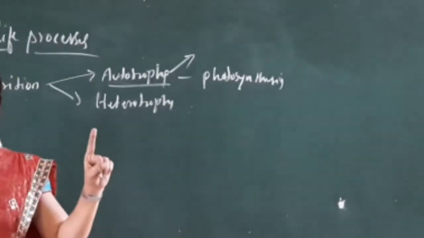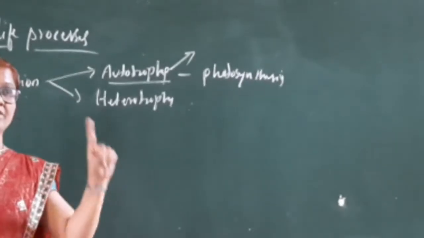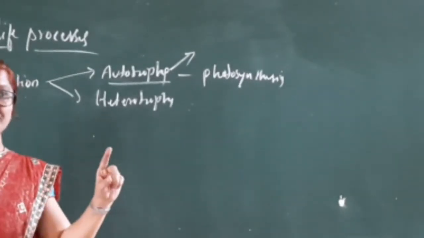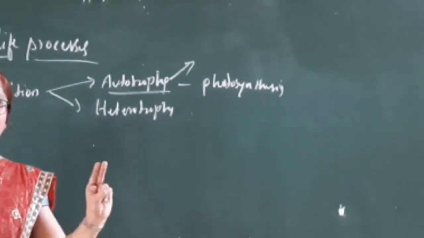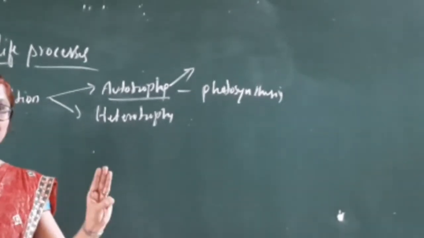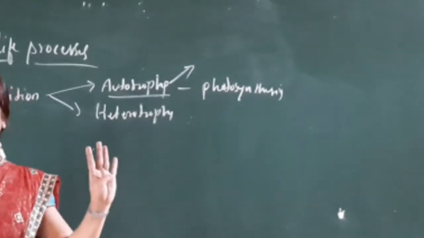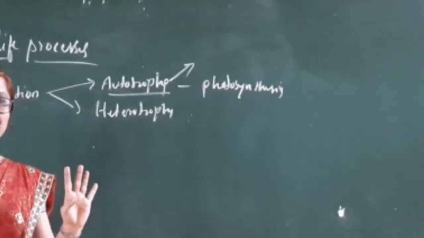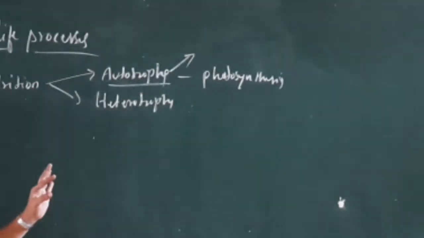The organisms which prepare their own food. First option, all green plants. Second option, cyanobacteria or blue-green algae. Third option, photosynthetic bacteria. Fourth option, fungi. Which should be removed here? Fungi should be removed.